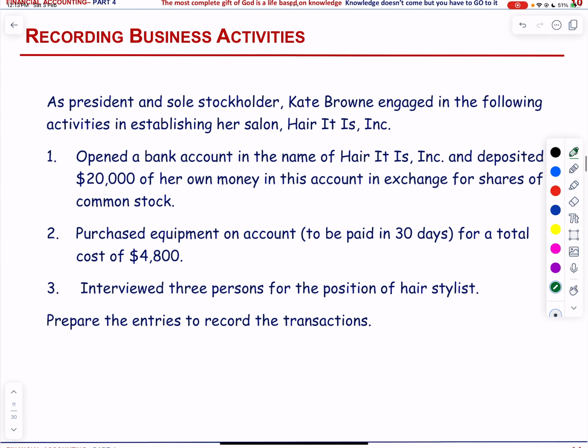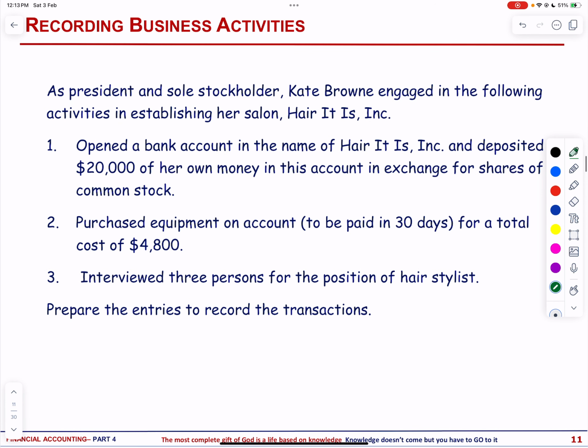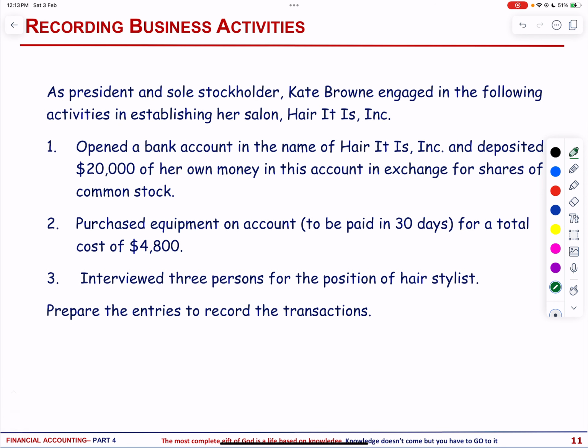Okay, let us look into another example. Like as president and sole stockholder, Kate Brown engaged in the following activities in establishing her salon. Here it is incorporation. Opened a bank account in the name of the incorporation and deposited $20,000 of her own money in this account in exchange of shares of common stock.